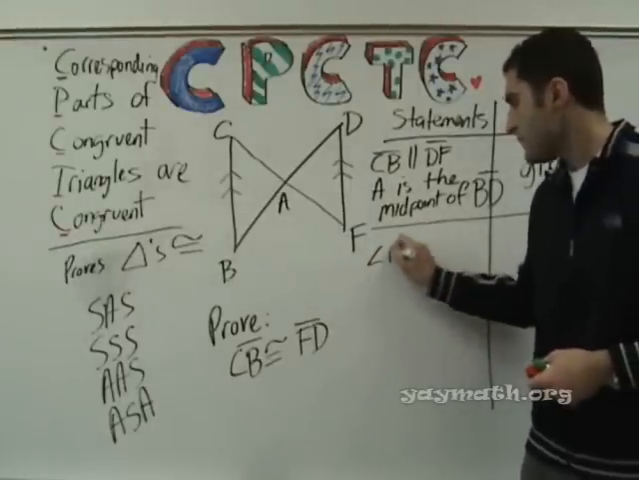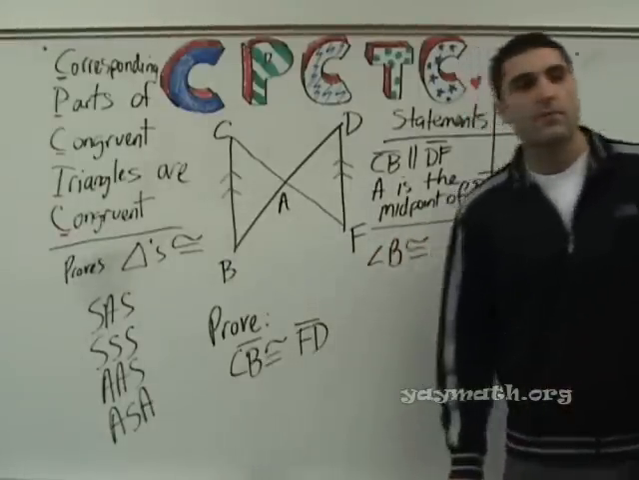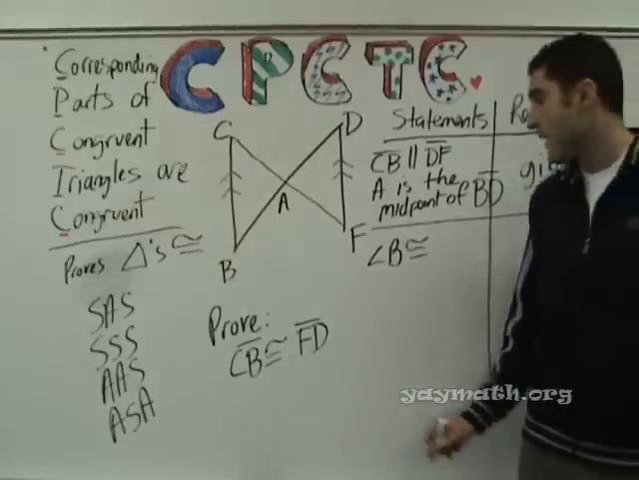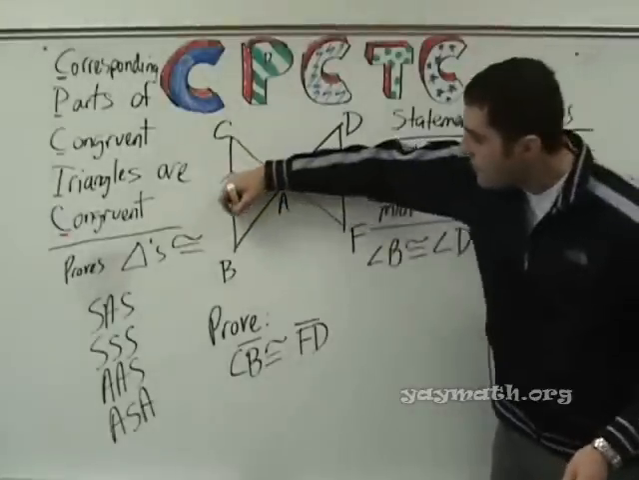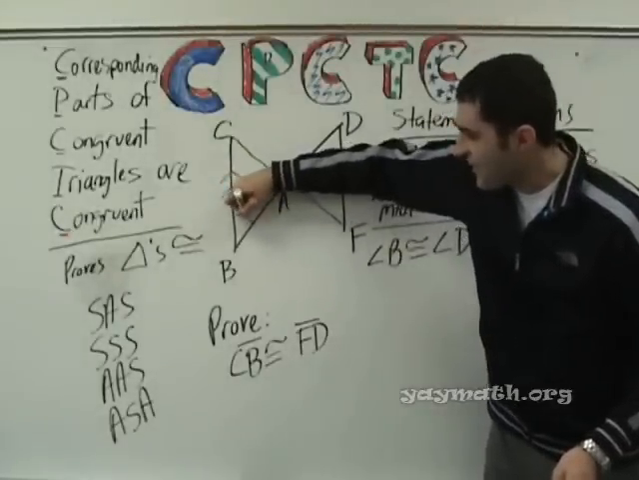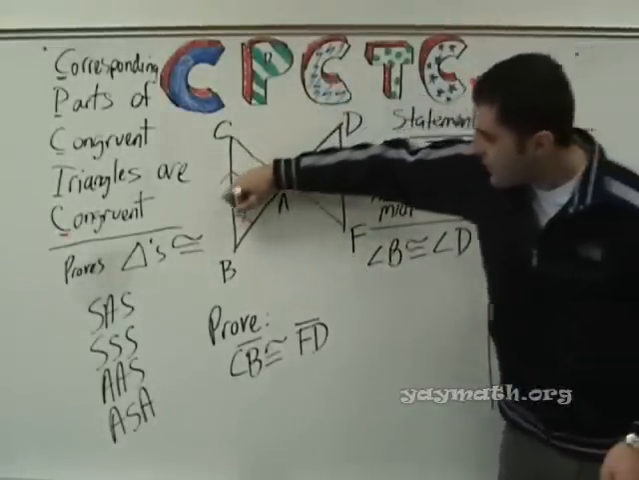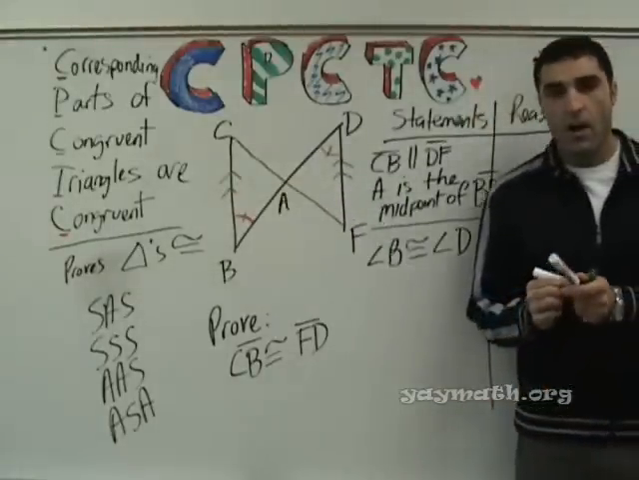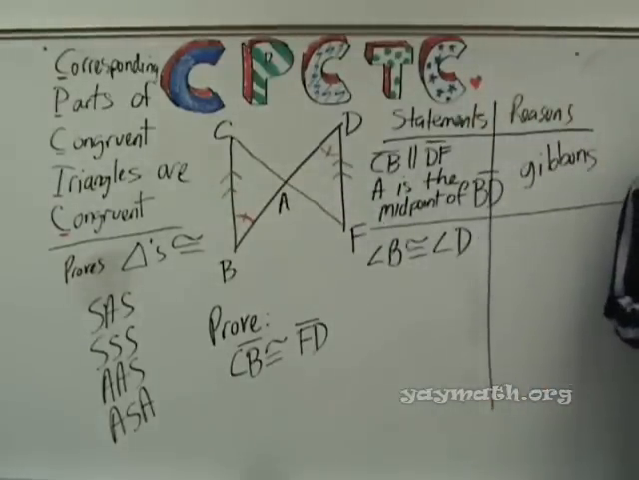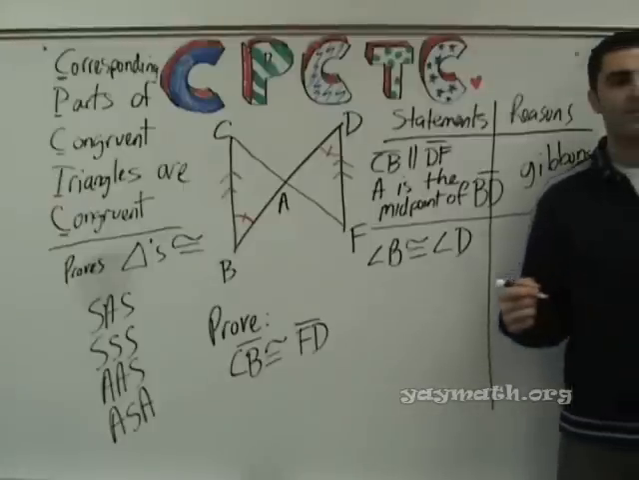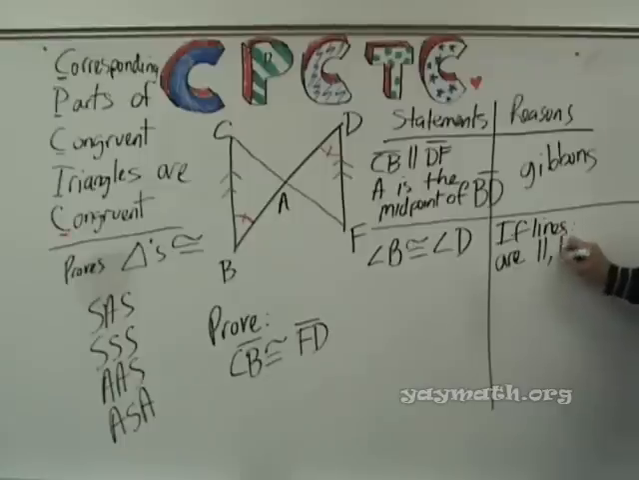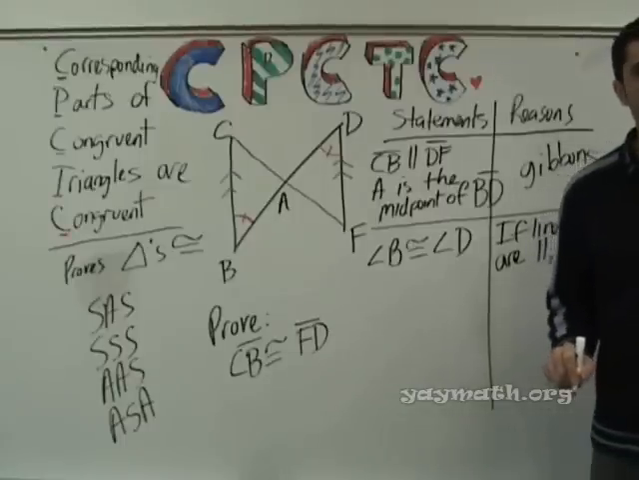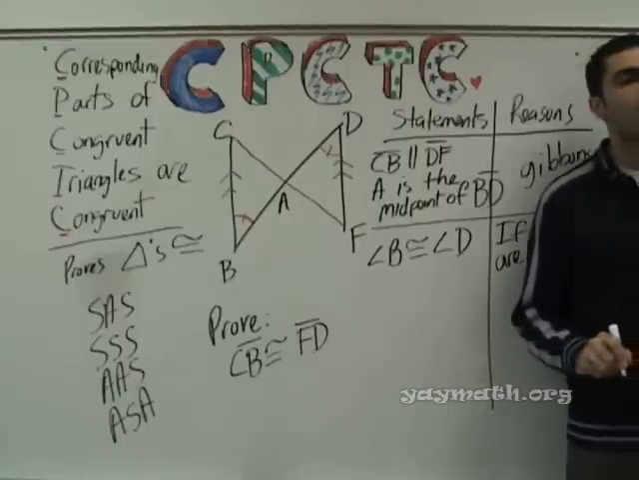Angle B is congruent to what? Angle D. And let's mark the picture. Very important, mark the picture. Okay. B and D are the same. Wait, what's the reason on that? Exactly. What's the reason, please? If parallel lines and alternate interior. All right. If lines are parallel, then what? Alternate interior angles are congruent.